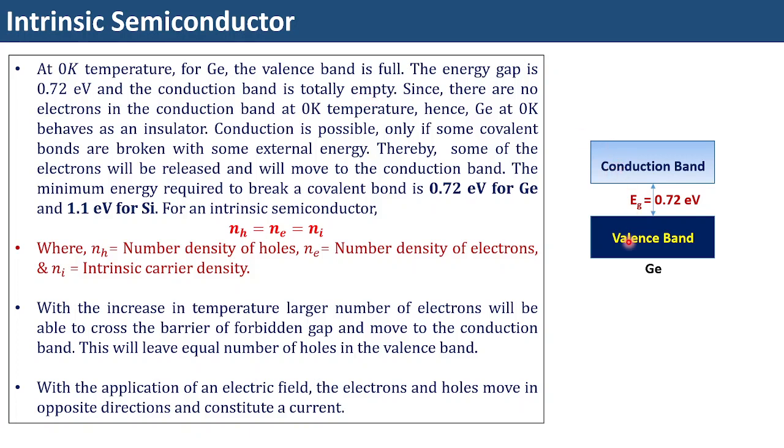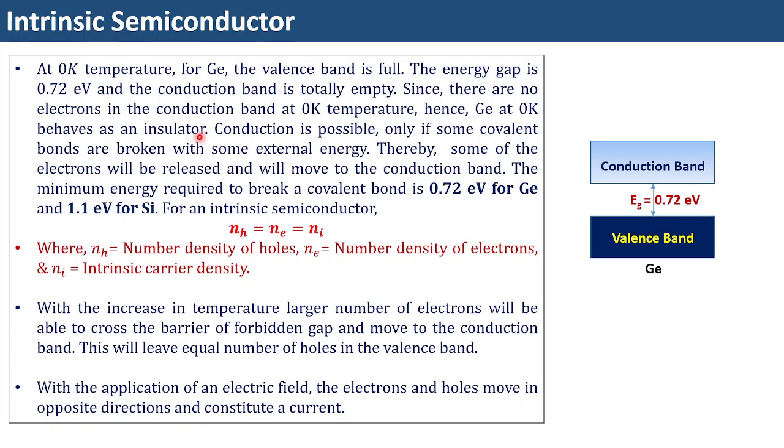So we know that in the case of semiconductor materials, we have two distinct bands. One is a valence band, another is a conduction band. So the valence band at 0 K temperature for germanium is completely filled, the conduction band is completely empty, and the forbidden gap has an energy of 0.72 electron volt. Now since there are no electrons in the conduction band at 0 K temperature, germanium at 0 K behaves as an insulator.